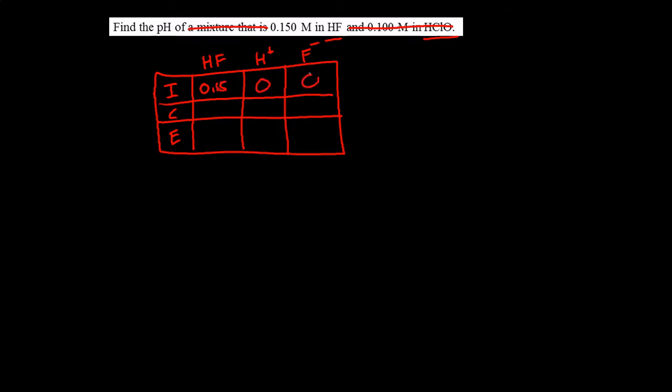0.15 is 0 and 0. This is going to decrease. These are going to increase by some unknown amount, leaving us with x, x, and 0.15 minus x. We're going to go ahead and make the x's small assumption, and we'll double check to make sure that it's correct, but I believe it will be.